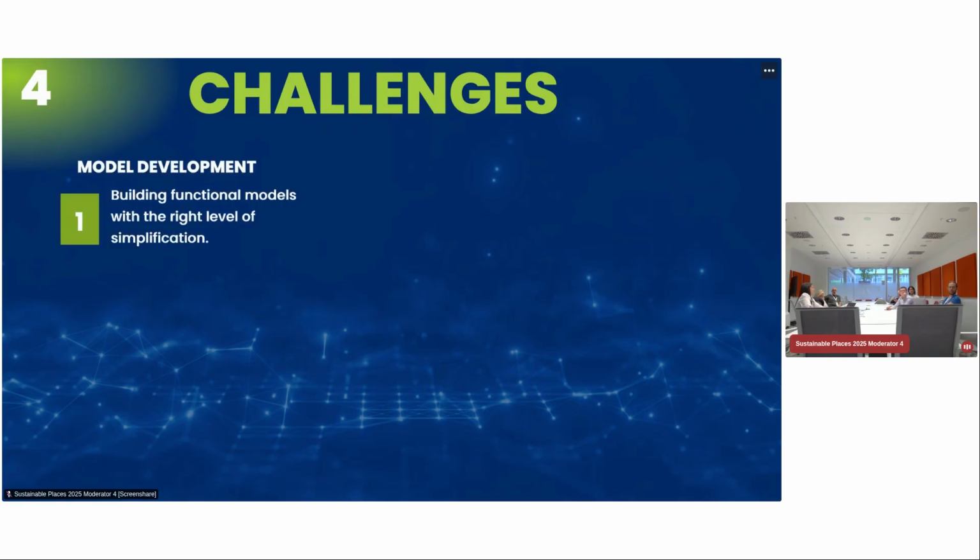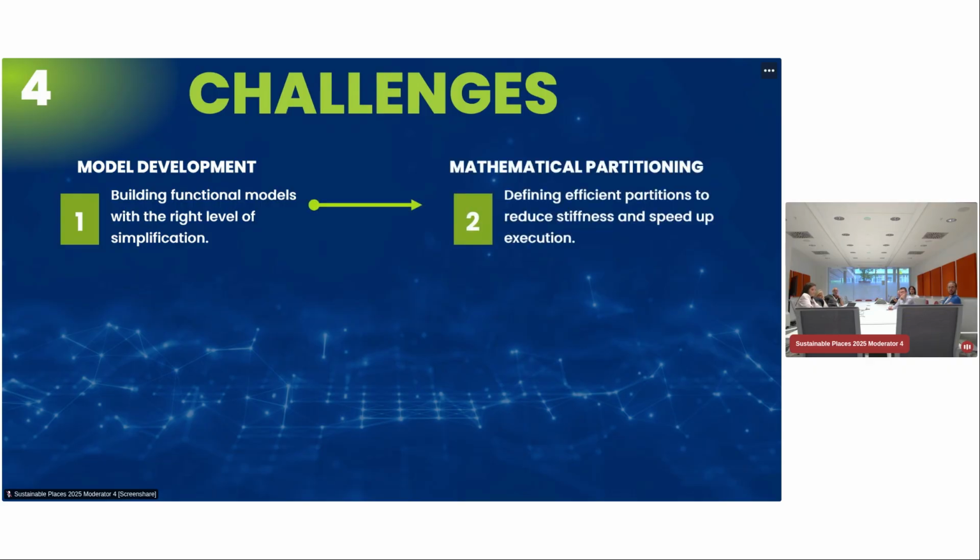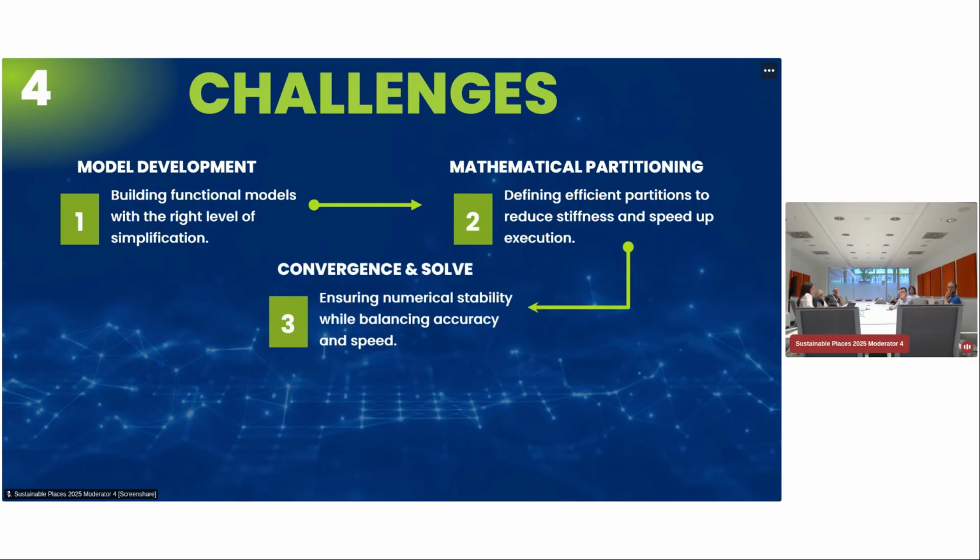Then, the challenges. The first part of the challenge is related only to the simulation. Model development: finding the right level of simplification to make the model functional, but computationally light to be faster. Then the mathematical partition: define an efficiency partition to reduce stiffness and speed up the simulation.